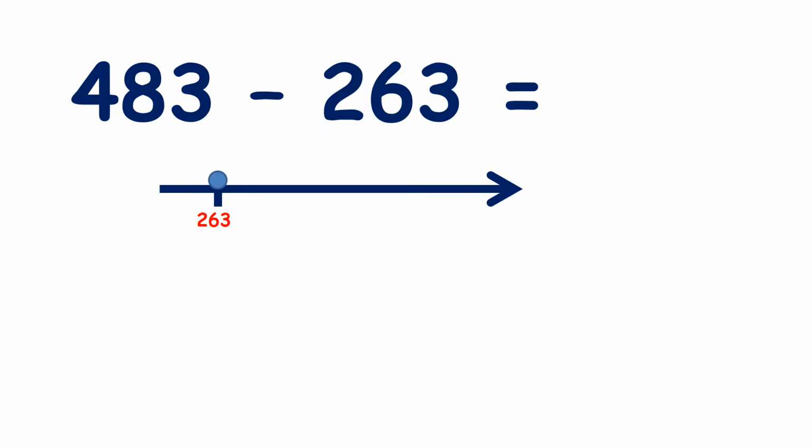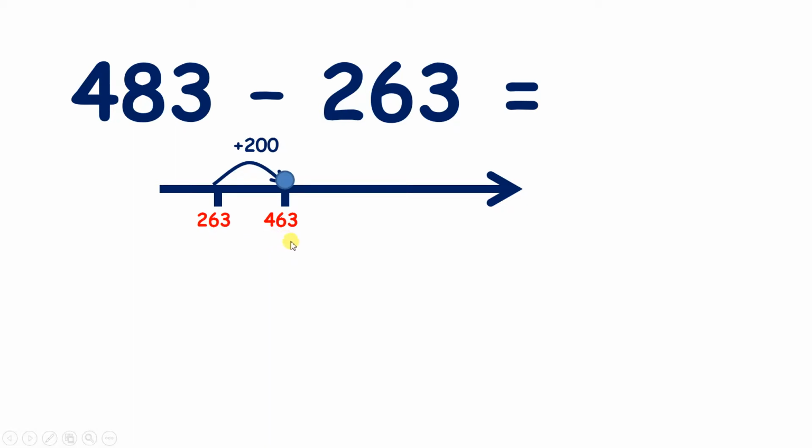Now we have 483 minus 263, and we can subtract by finding the difference. So if we start on 263, how many hundreds do we need to add to get to 463? 263 add 200 takes us to 463.